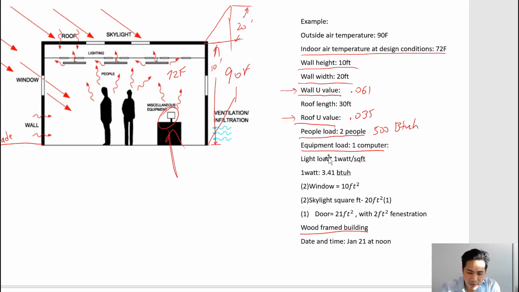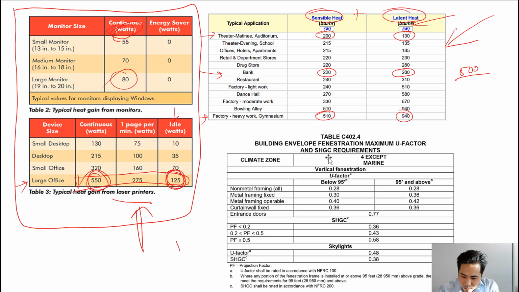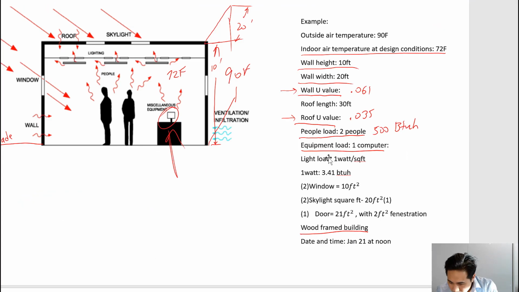So that's 125. Okay, so we're going to add the two numbers up. It's going to be 125 for the printer and 80 watts for the large monitor. And we can use the continuous wattage for the monitor just because a monitor can be on several hours in a day. So we're going to use that value. And the total is going to be 502 watts.